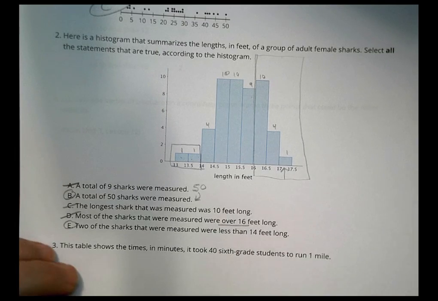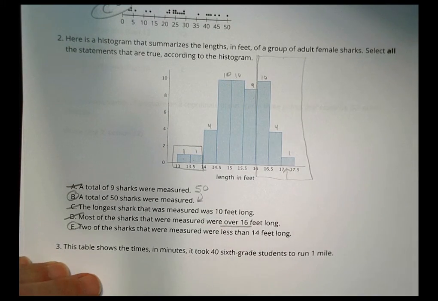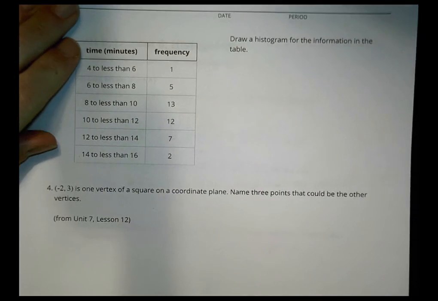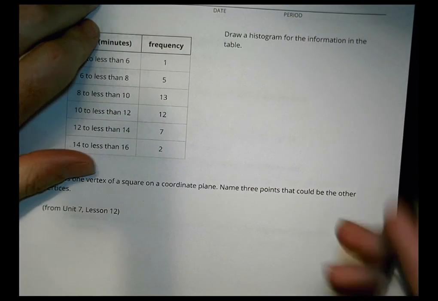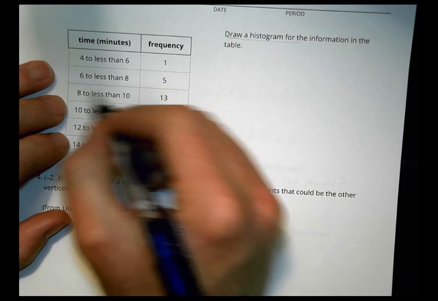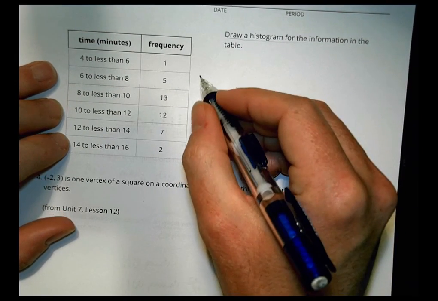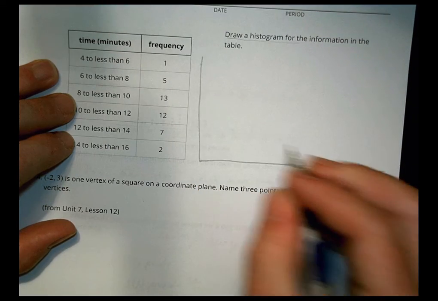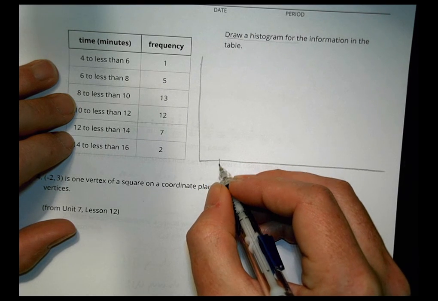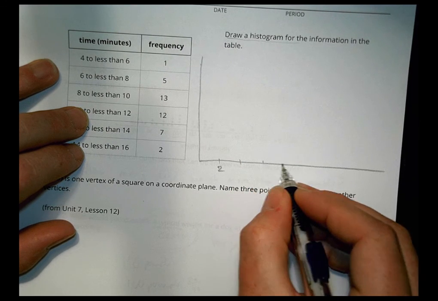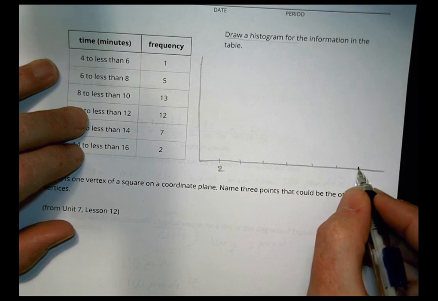The next question shows a table of the time in minutes it took 40 sixth graders to run 1 mile. So let's see, how long did it take them to run 1 mile? Here's our frequency table there. And we're going to draw a histogram for the information in the table. We have 4 to 6, 6 to 8, 8 to 10, counting by 2's there. So we can draw a graph that goes this way vertically, this way horizontally. We can have 0, and I'm going to go all the way to 14. So 2, 4, 6, 8, 10, 12, 14.